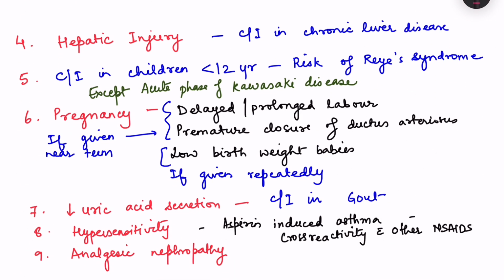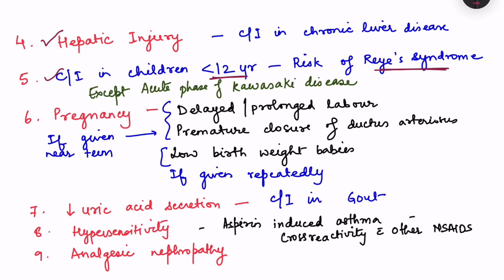Other side effects include hepatic injury. I told you all NSAIDs can cause hepatic injury as well as renal injury. So hepatic injury it can cause, so it is contraindicated in chronic liver disease. It is even contraindicated in children less than 12 years of age because there is a risk of Reye's syndrome.